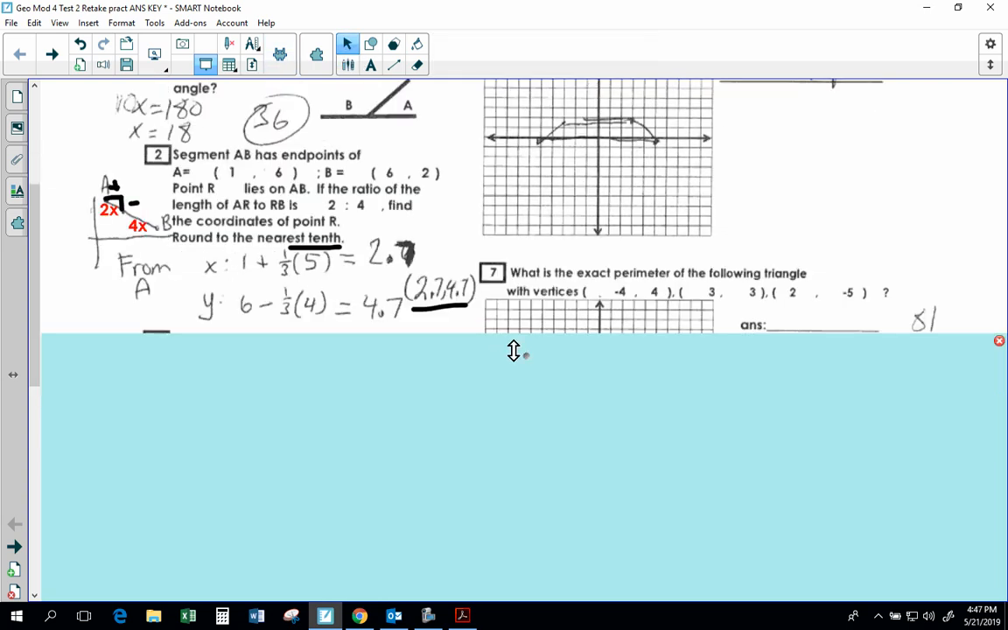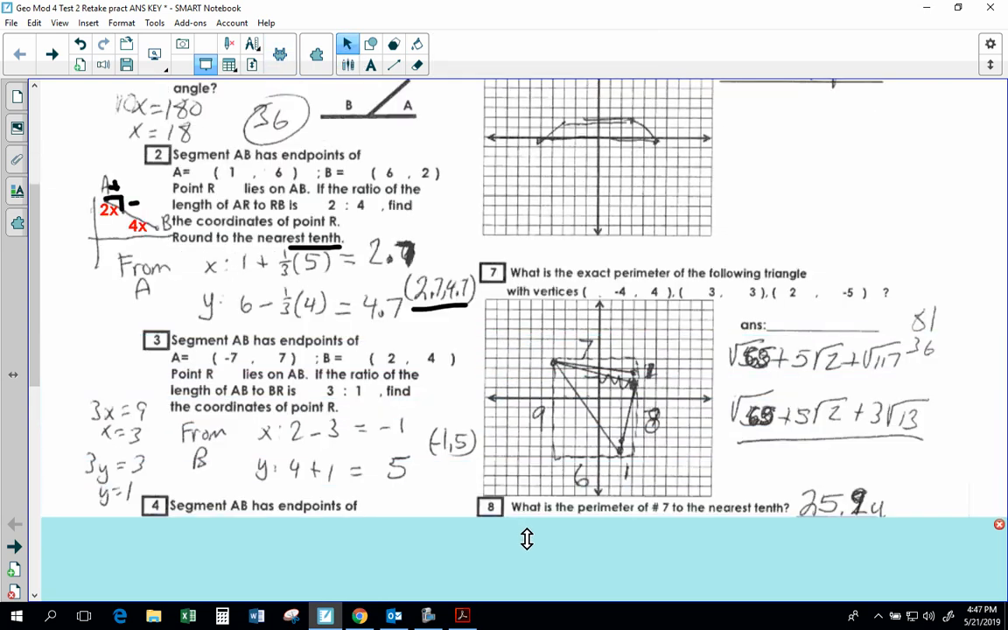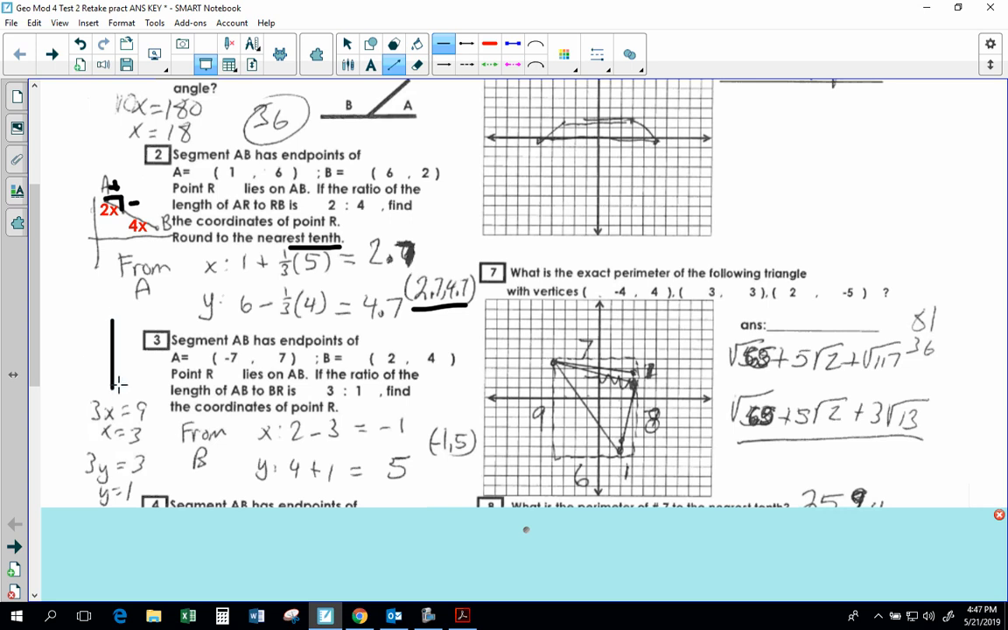All right, next one. Number 3 will do. Again, I plotted the points -7, 7. So let's just estimate that. Say -7, 7 is right there, and then 2, 4 might be like that right there. Again, connect them. Okay, this is A, and this is B. Okay, and we know R lies in between there.